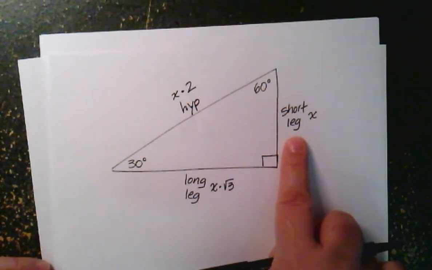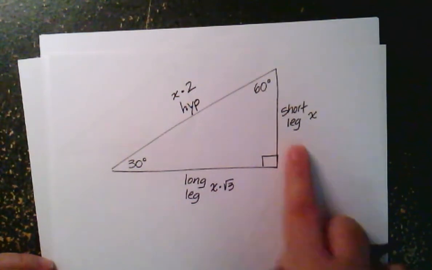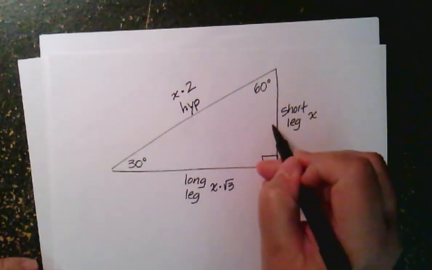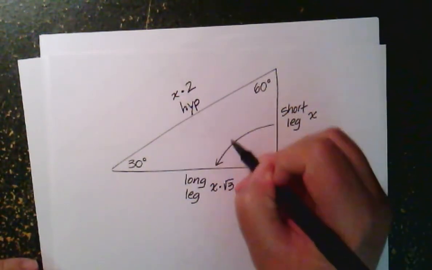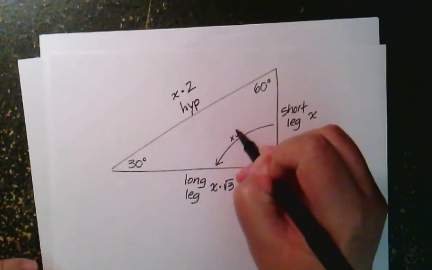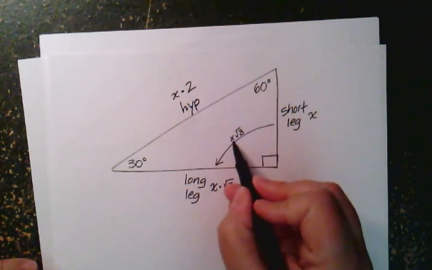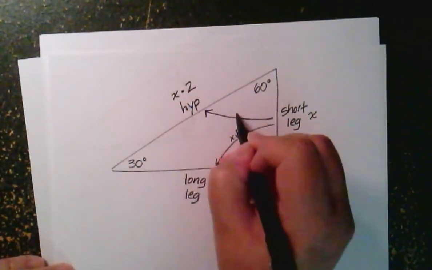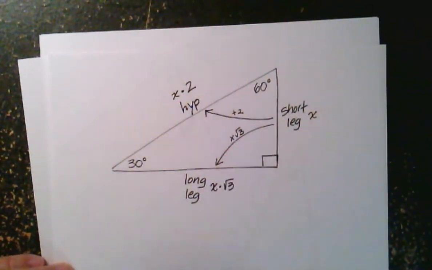So if you're not given the short leg, it's the first thing to find, because then we can use these rules. Going from the short leg to the long leg, I'm going to multiply times square root of 3. That's not meant to be an X, that's a multiplication symbol. And going from the short leg to the hypotenuse, I'm going to multiply times 2.